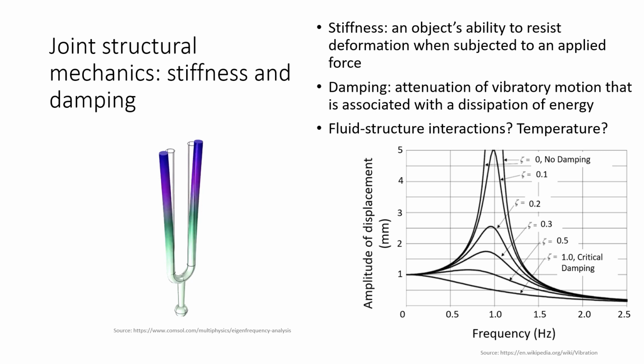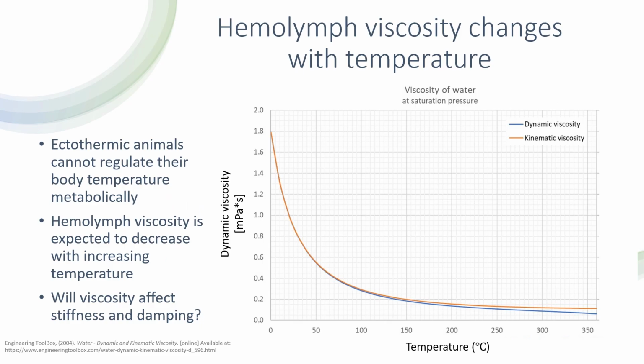Now we can imagine that this tuning fork is filled with fluid, since this is the case in the spider's leg. If this is the case, how might temperature affect this system? Now the reason that we need to consider temperature is because spiders are ectotherms. This means that they cannot regulate their body temperature metabolically. Therefore, their fluid properties are subject to change with temperature.